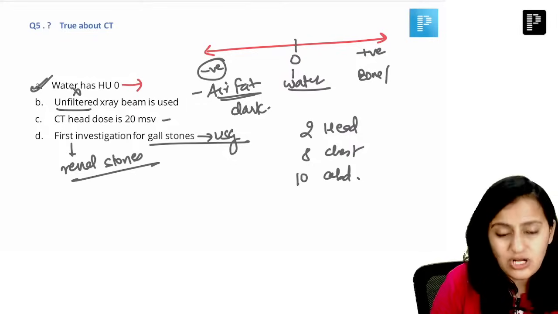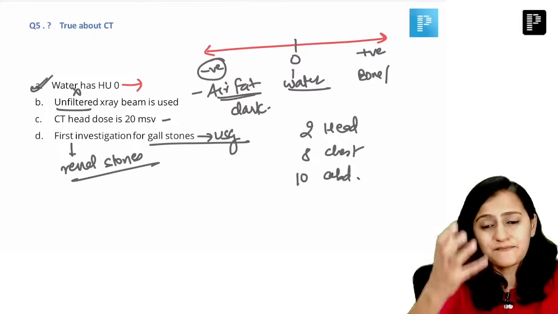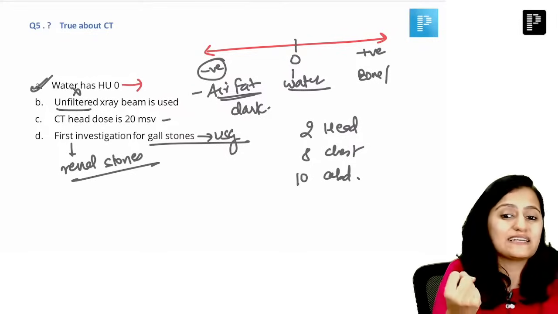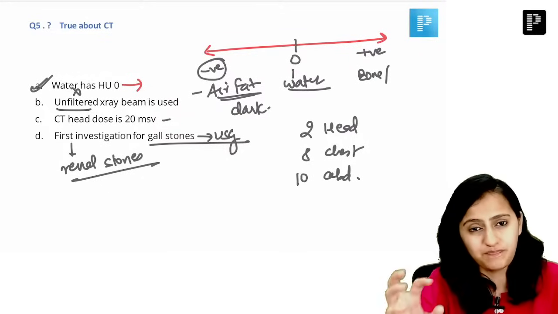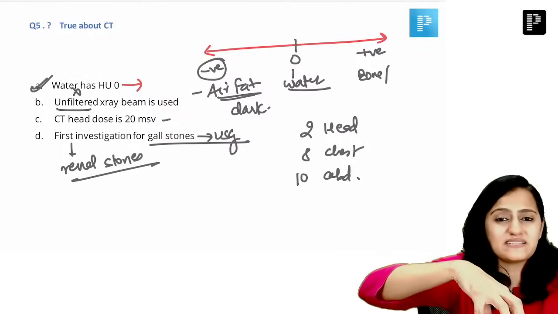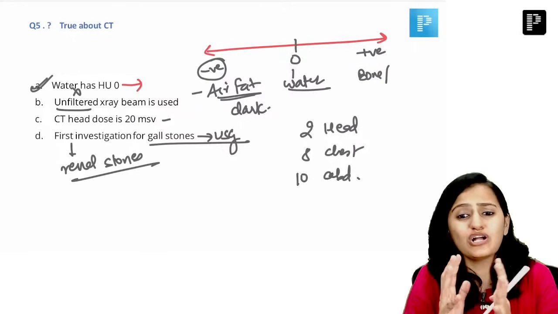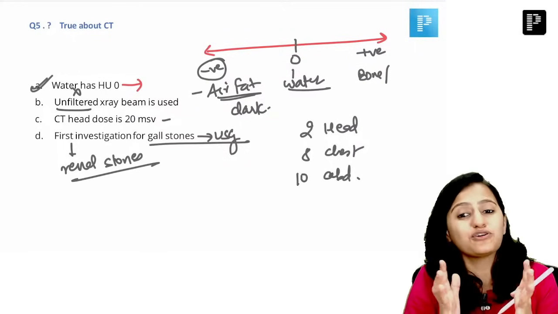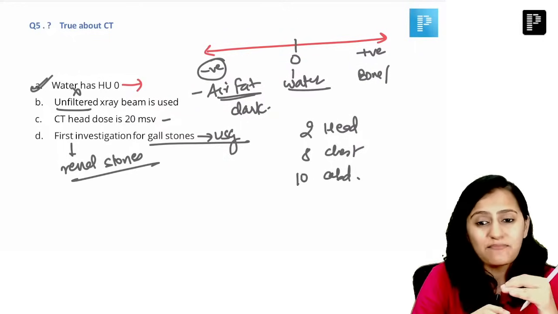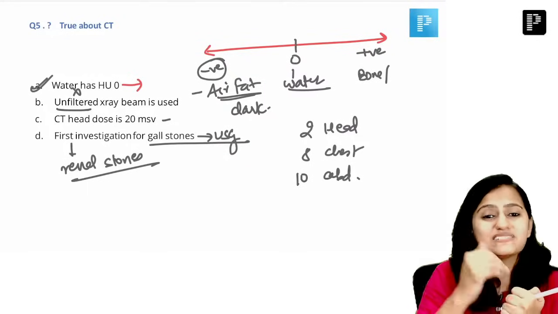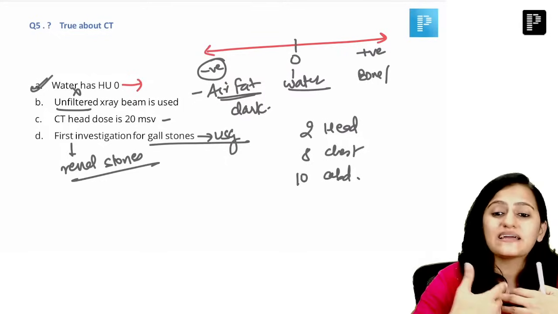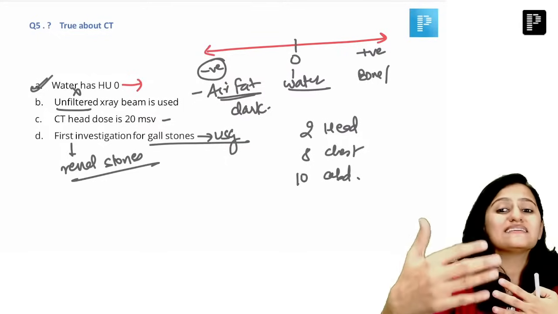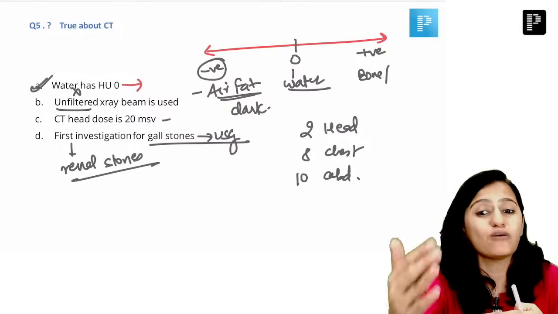Unfiltered X-ray beam is not used here. The concept here is that when you get the X-ray from the X-ray tube, radiograph and CT scan both use X-rays. The X-ray coming from the X-ray tube is not of the same energy. It is polychromatic, polyenergetic. Some X-rays coming out are low energy, some are high energy. So when you want to take the image of the patient, it is the high energy X-rays which will penetrate and form the image.